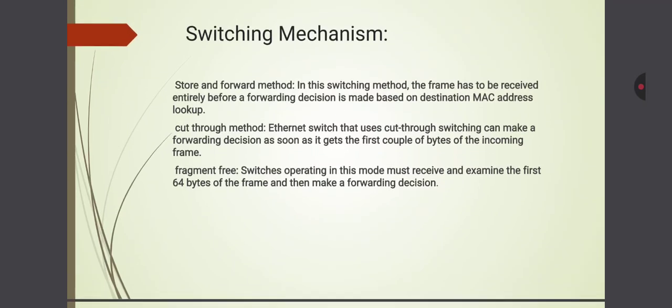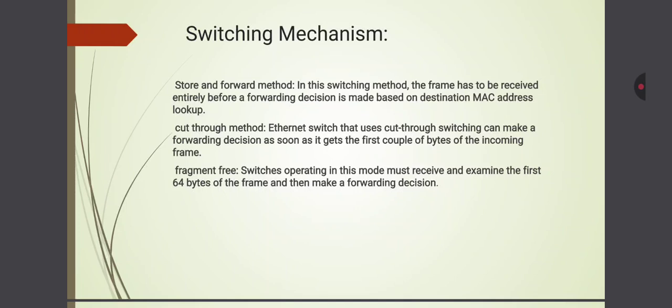Cut through method. An Ethernet switch that uses cut through switching can make a forwarding decision as soon as the first couple of bytes are received. This method is quite fast compared to store and forward, but it is less reliable because only the first bytes of the frame are received. It does not do any security check, and it does not run any CRC.